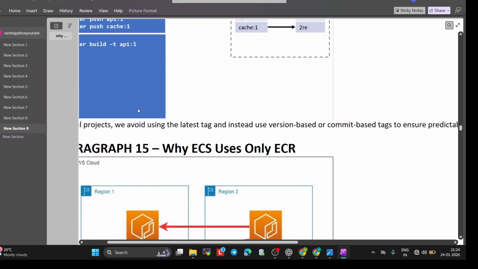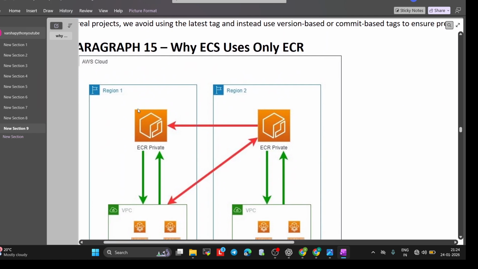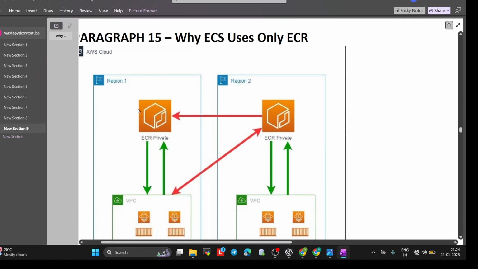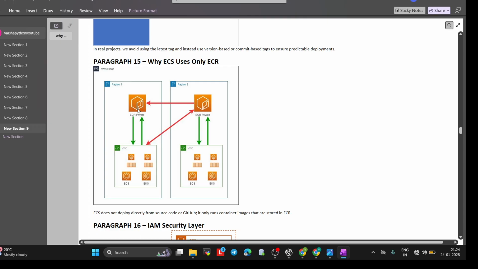Now let's understand why ECS uses only ECR. Why? The reason is very simple.